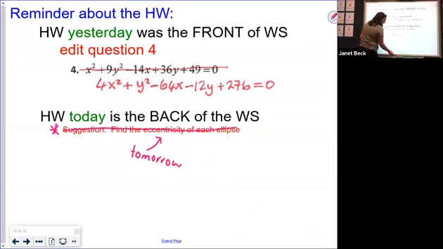In the past, we haven't had enough practice on eccentricity, but we put in a whole day for it today. Okay, so that's the end of today's lesson.